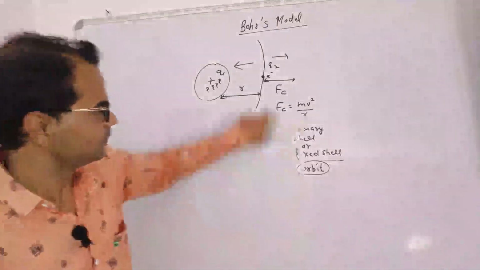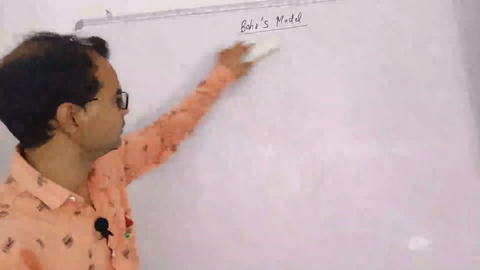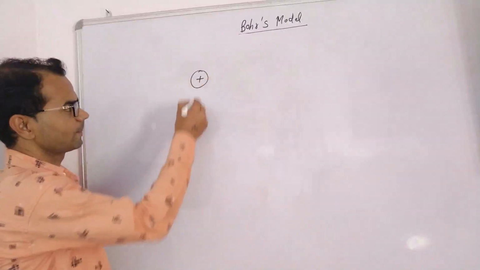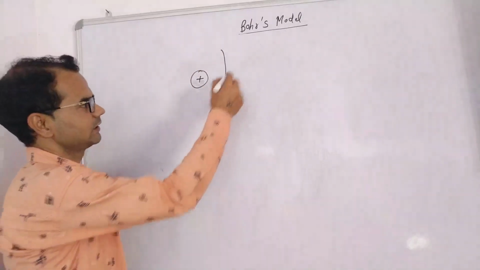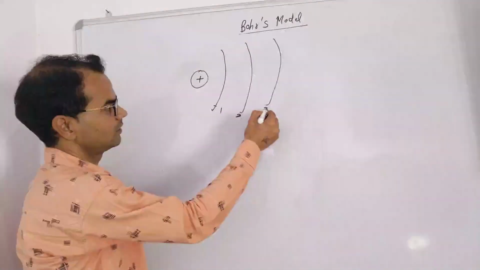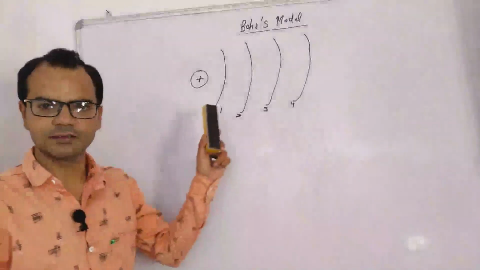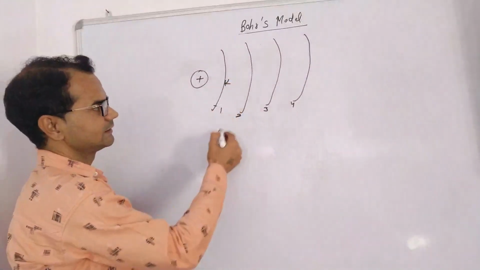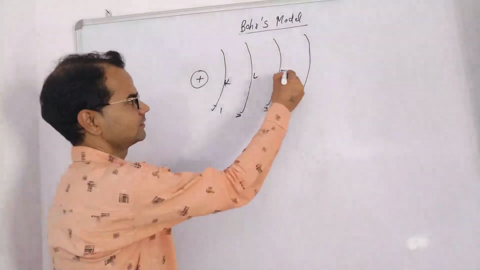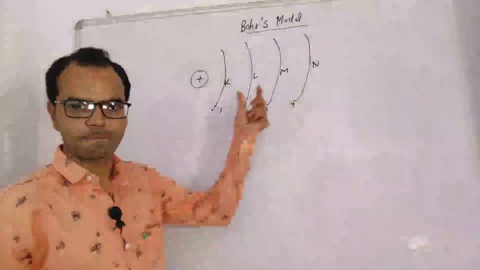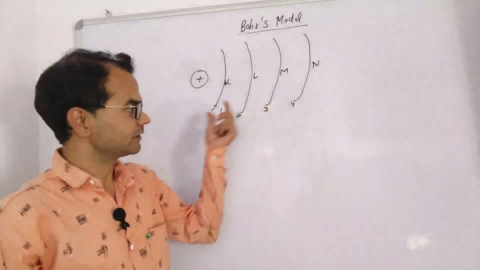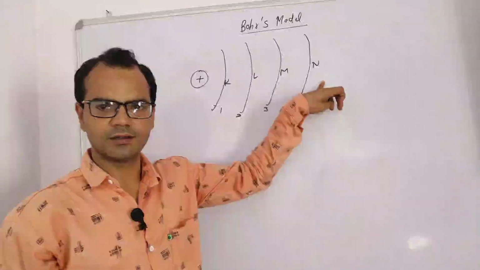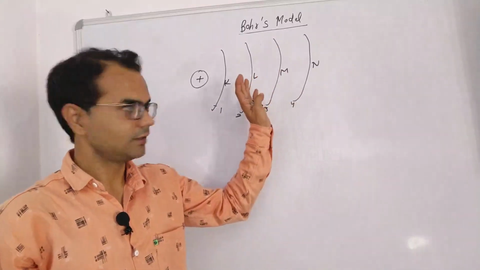Second, Bohr labeled these shells. For example, again this is a nucleus, this is the first shell, this is the second, third shell and fourth shell. And he designated the names also. The first shell is K shell, second is L shell, third is M shell, fourth is N shell. So now stationary shells or orbits are known as K shell, L shell, and so on. Clear?